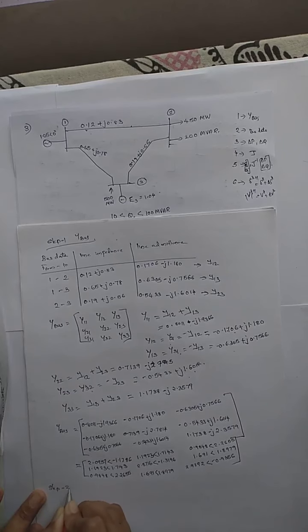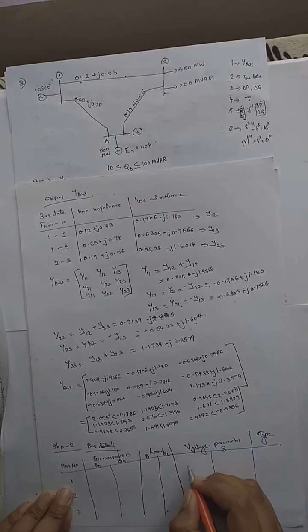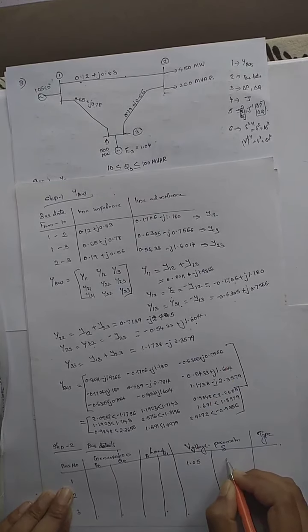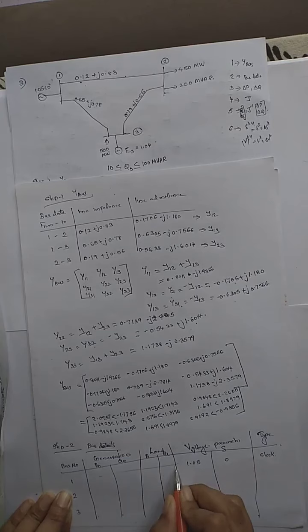We have to write all the bus details. So here I have written all the bus details. What is bus 1? Bus 1, the value is given as 1.05 angle 0 and no other value is given. So this is our slack bus or reference bus.